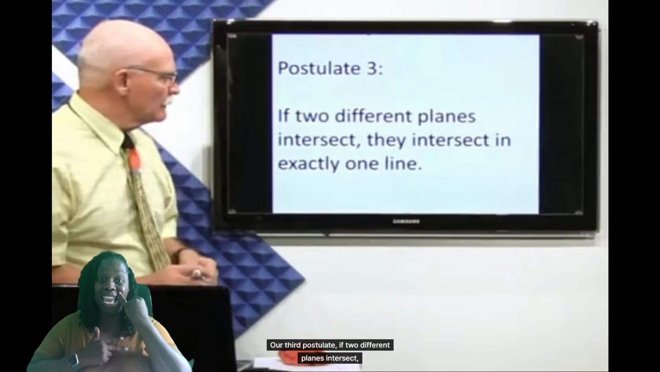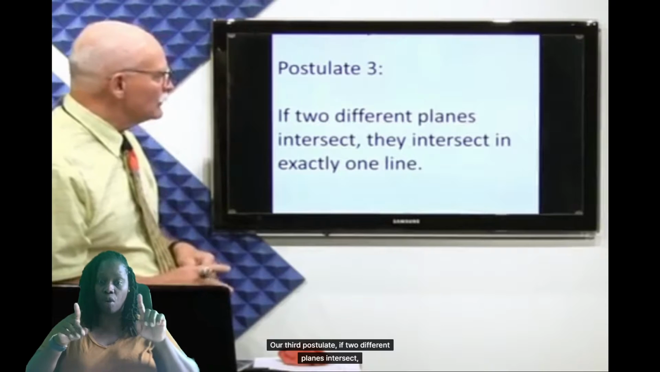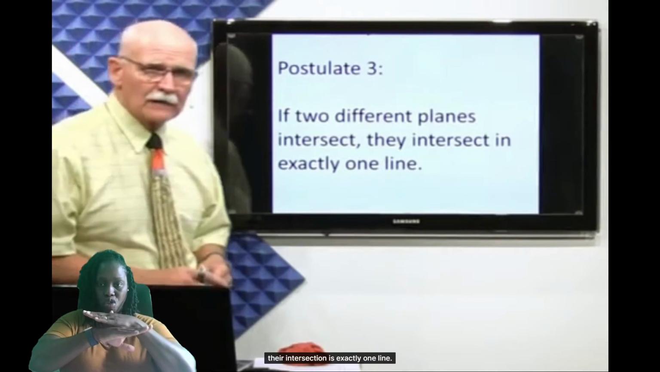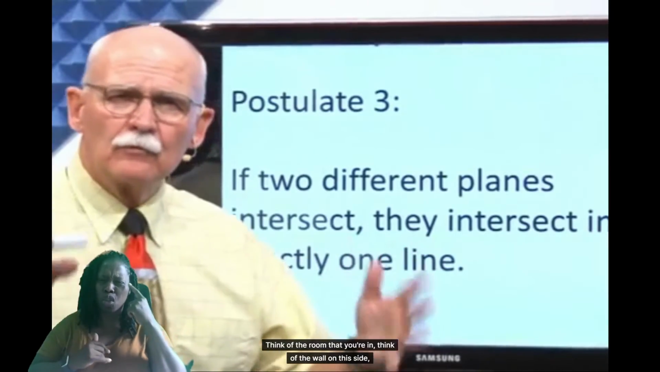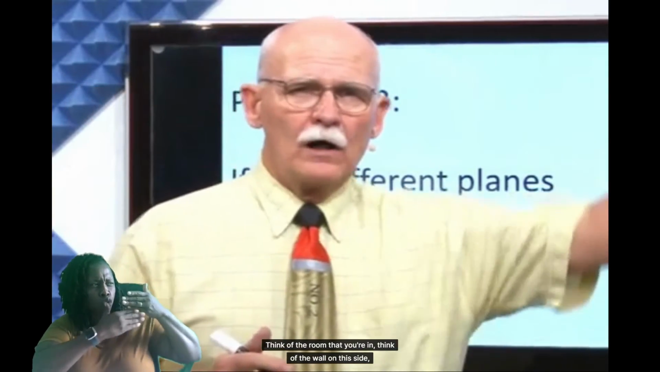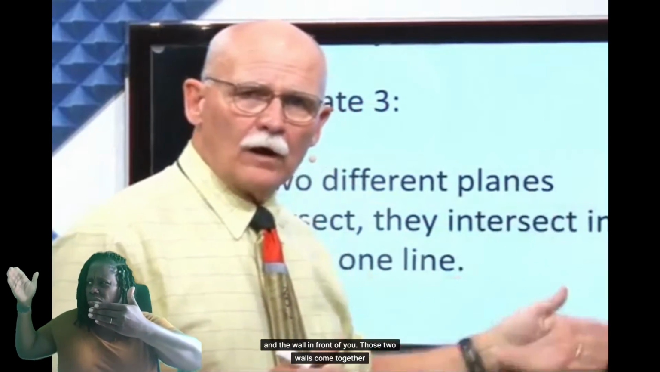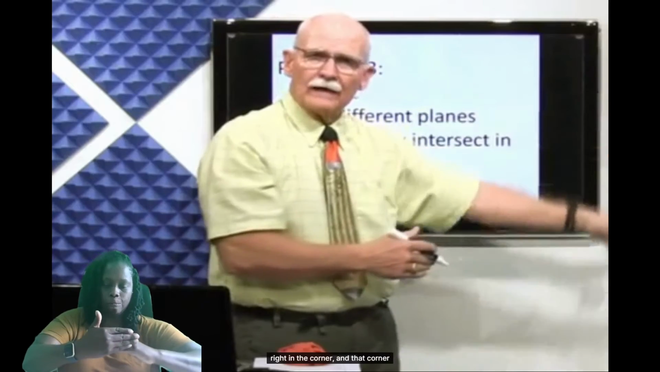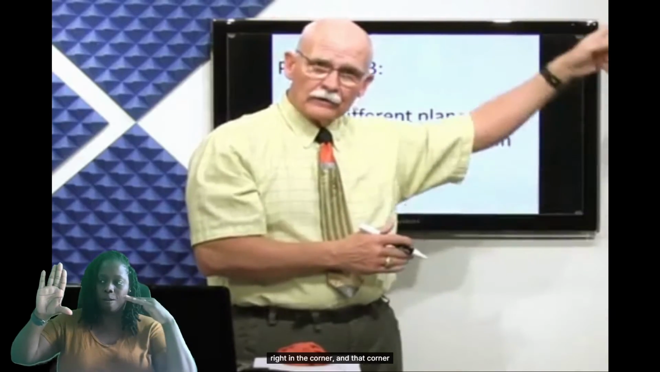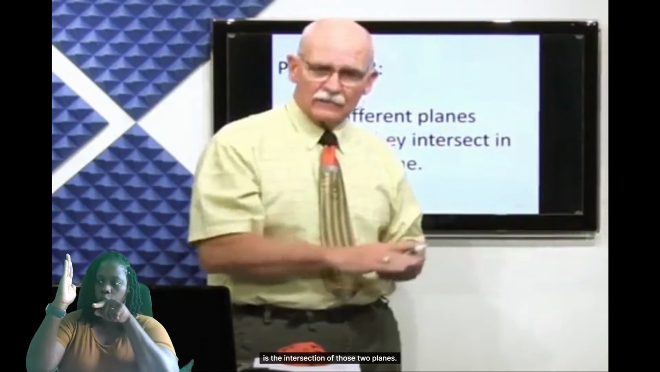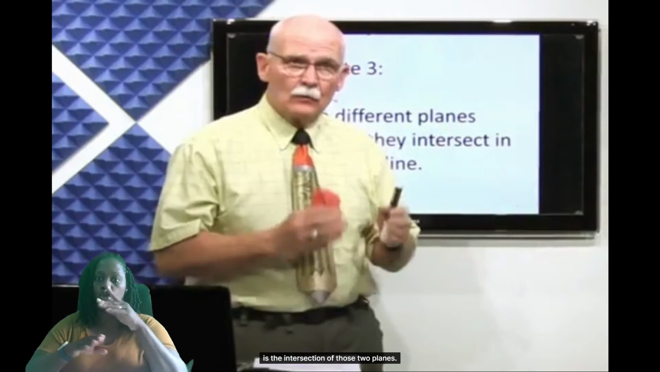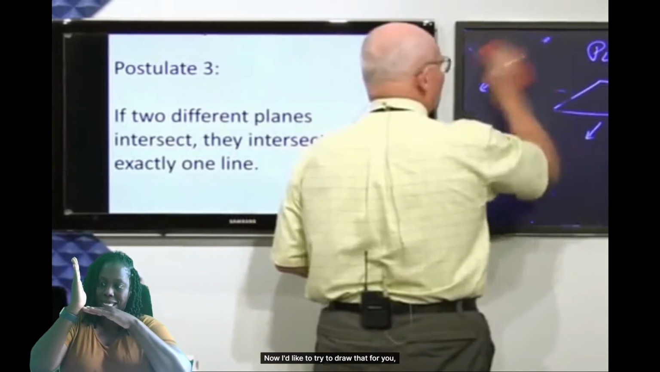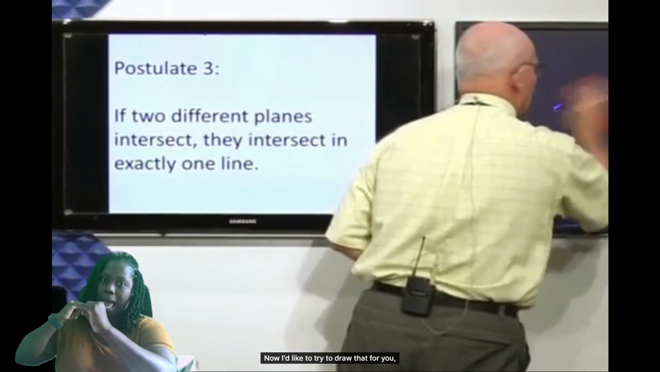Our third postulate, if 2 different planes intersect, their intersection is exactly 1 line. Think of the room that you're in. Think of the wall on this side and the wall in front of you. And those 2 walls come together right in the corner. And that corner is the intersection of those 2 planes. When 2 planes intersect, they intersect in a line. Now I'd like to try to draw that for you.